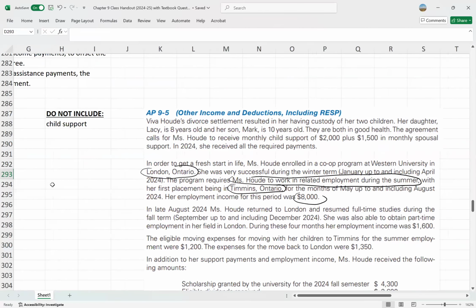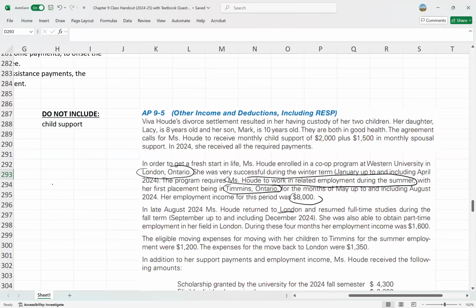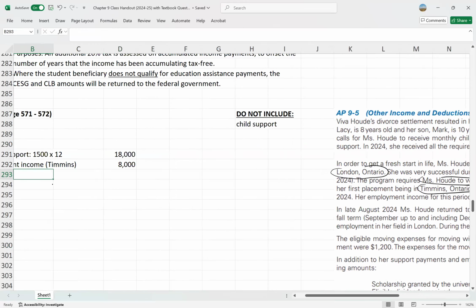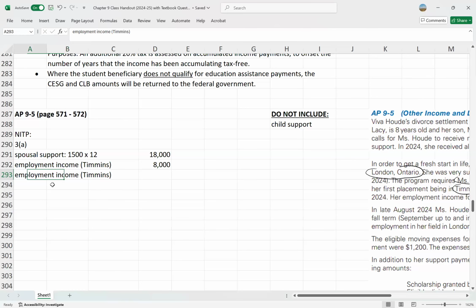At the end of August, she returned to London to finish off her studying at Western University. She was able to work part-time while she was in London, and her employment income was $1,600. So let's add that to her 3A employment income, when she was in London, Ontario. $1,800.